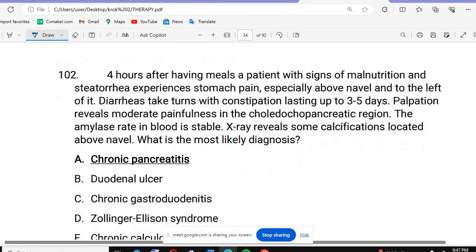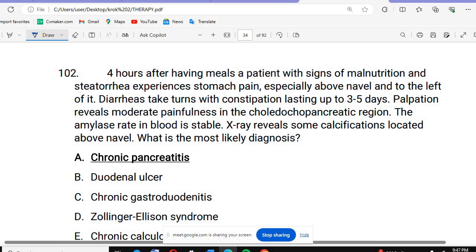The next question is about 4 hours after having a meal. A patient with signs of malnutrition and steatorrhea experiences stomach pain, especially above the navel and to the left of it. So you see the patient has chronic pancreatitis, and everything we have discussed. Diarrhea alternates with constipation lasting 3 to 5 days.